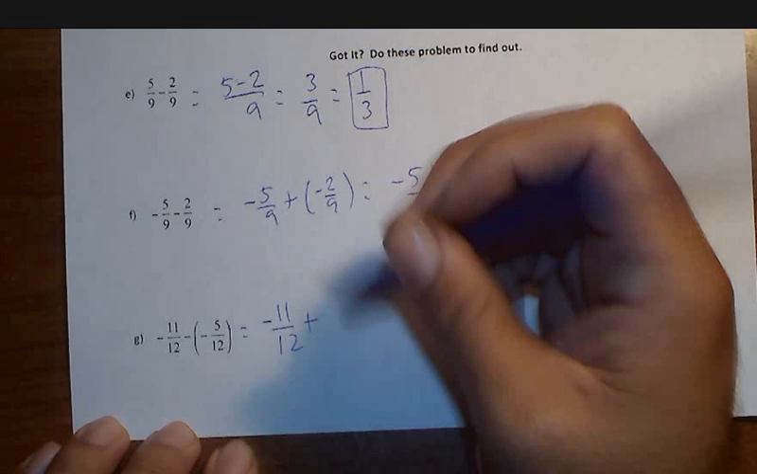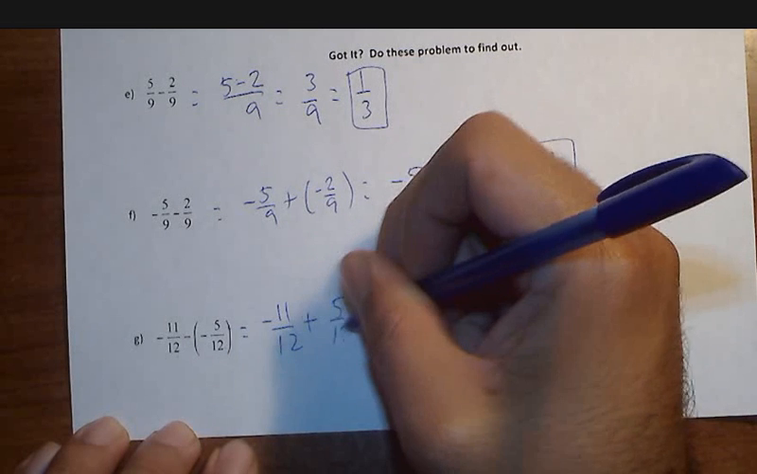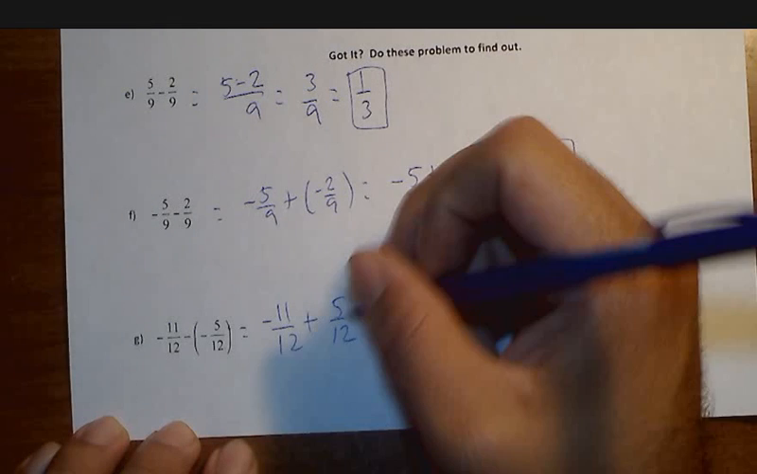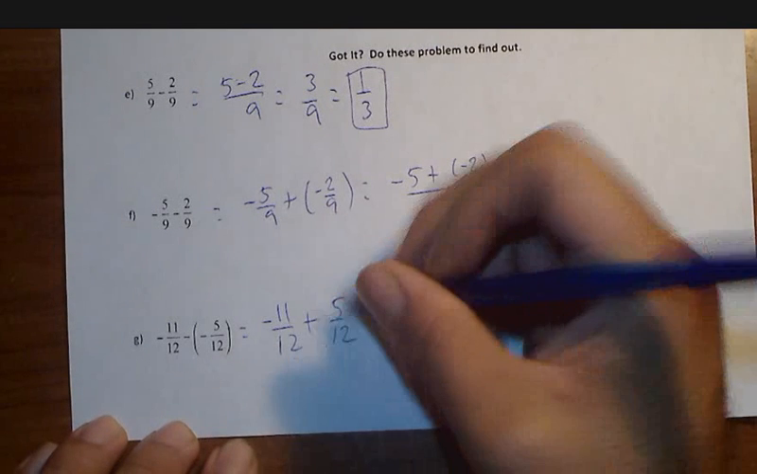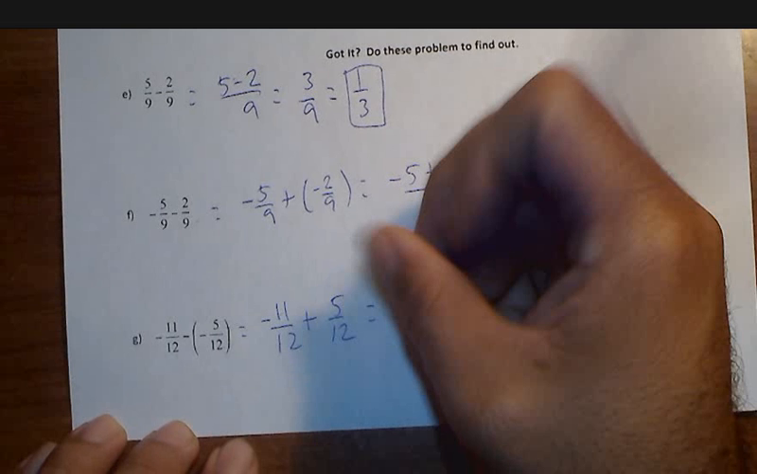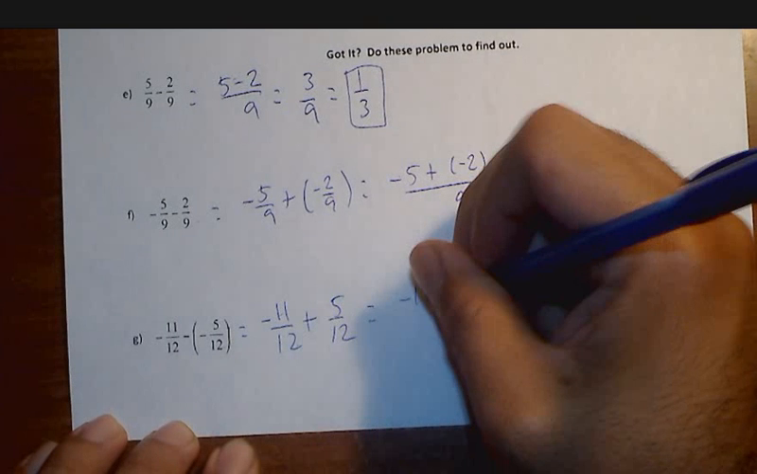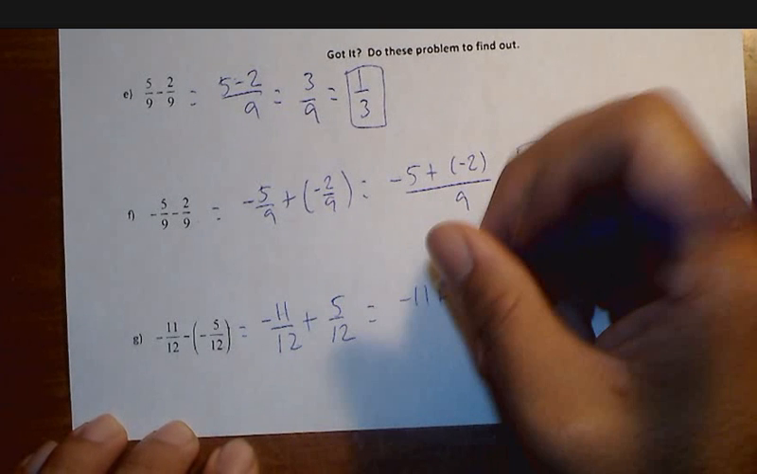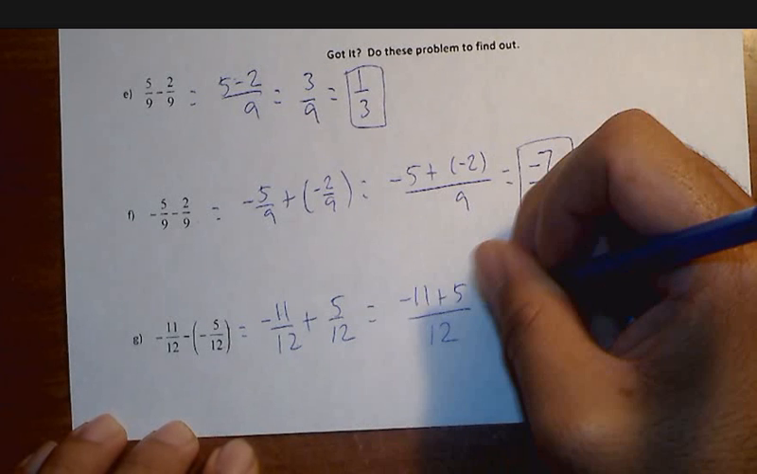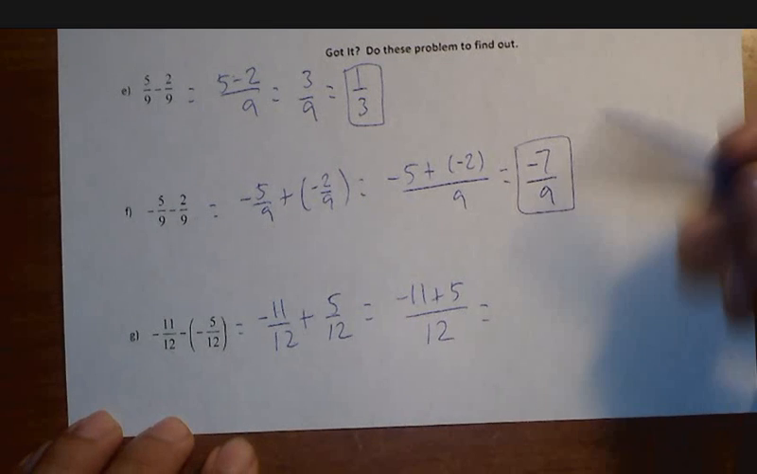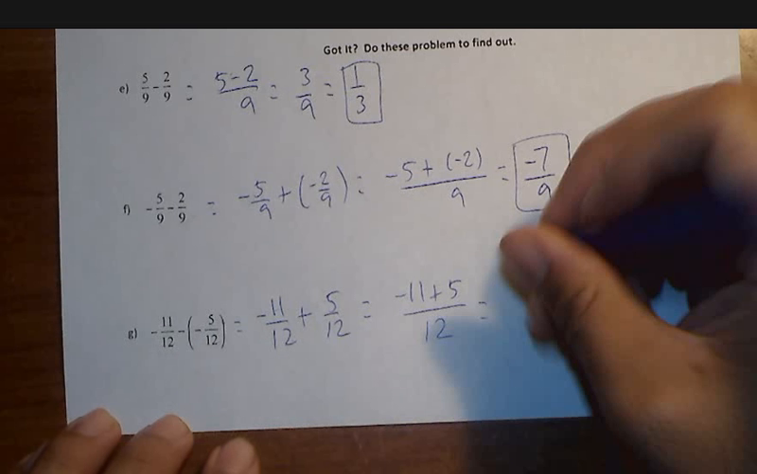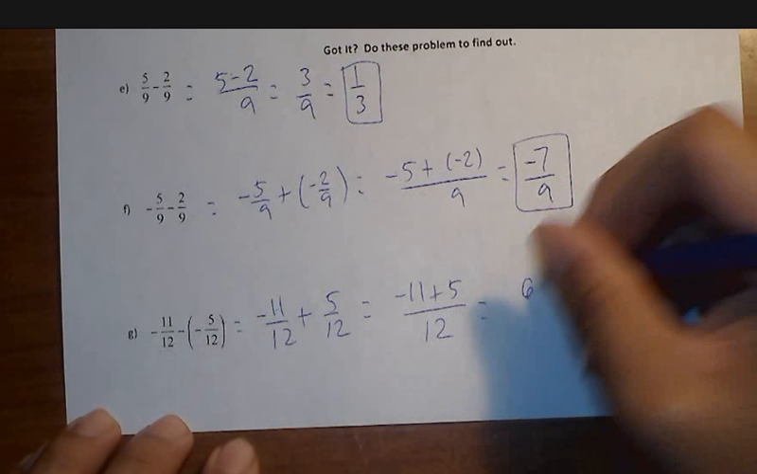Since I have common denominators, I can add the numerators together to get negative 11 plus 5 over 12. Integer addition rules. Different signs subtract. Take the sign of the number furthest away from 0, which is negative 11. I get negative 6 over 12.